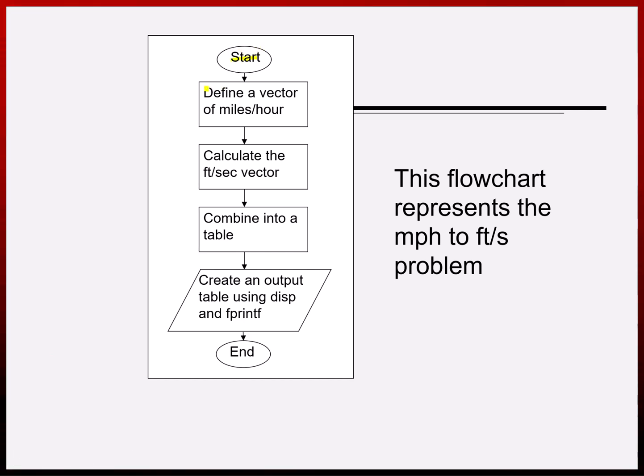You take that pseudocode, you write it in here, just like you did in the comments. You want to define a vector of miles per hour. You want to calculate this. You want to combine into a table, and then you want to create an output table using display fprintf. Now, if you're going to ask the user to input a potential vector, then the top here, this rectangle, could potentially be a parallelogram. So there's some flexibility here based on how you decide to write your code.